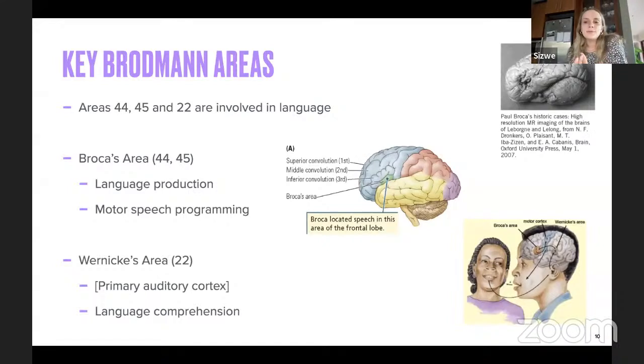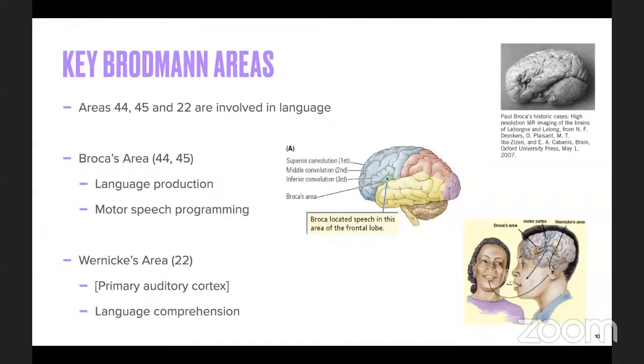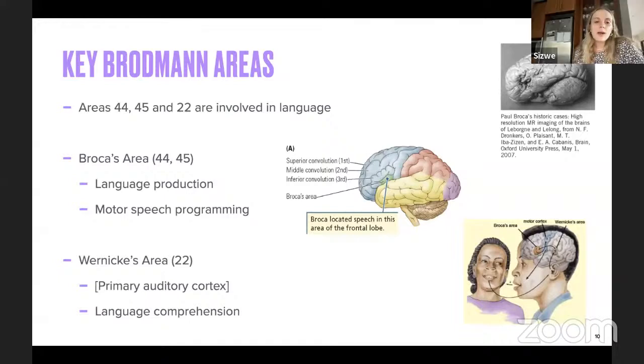That is Broca's area. Wernicke's area on the other end, which is 22 in the Brodmann areas, that's your primary auditory cortex, and it's involved in language comprehension. So talking, Broca's area, comprehending, Wernicke's area. You can see there's a nice illustration on the side kind of showing the difference between them and how that goes on. You can also see there's a little bit of orientation in the brain.